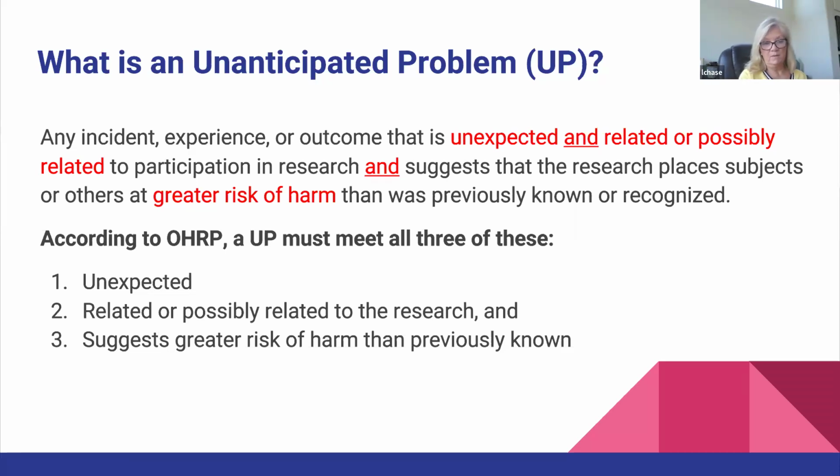So it must be unexpected, where an AE or an SAE can be unexpected or expected. A UP is always unexpected, related or possibly related to the research, and suggests a greater risk of harm than previously known. So it has to meet all 3 of those criteria, then it would be an unanticipated problem. Otherwise, if it doesn't meet all 3 of those, it's either going to be an AE or an SAE.